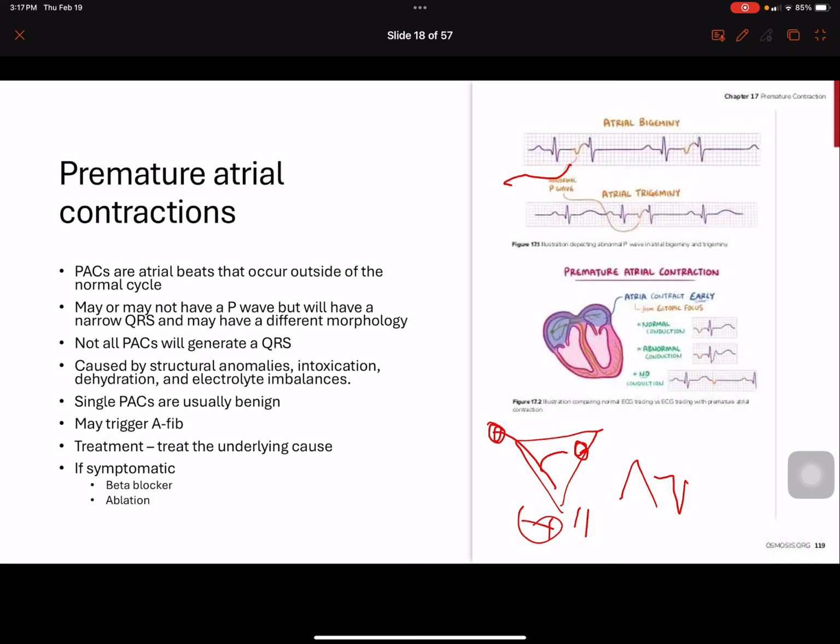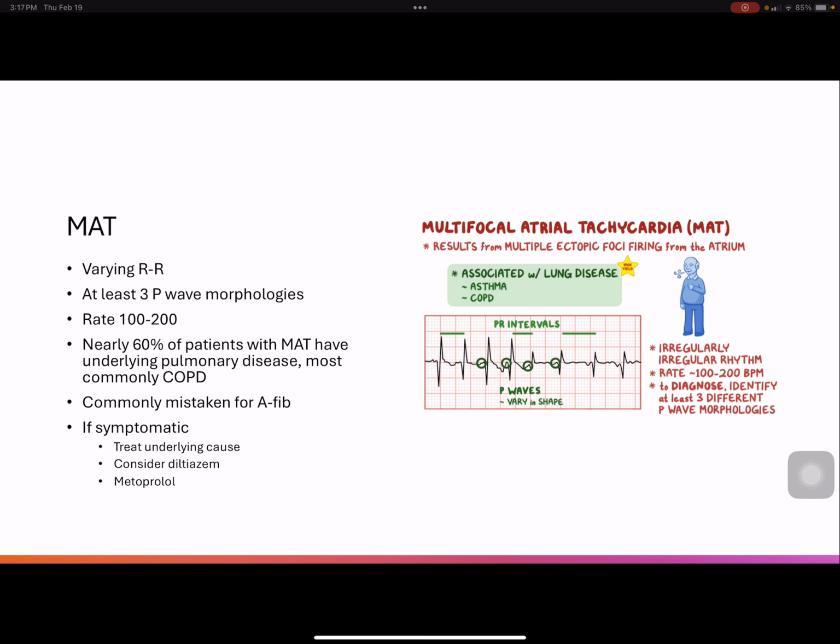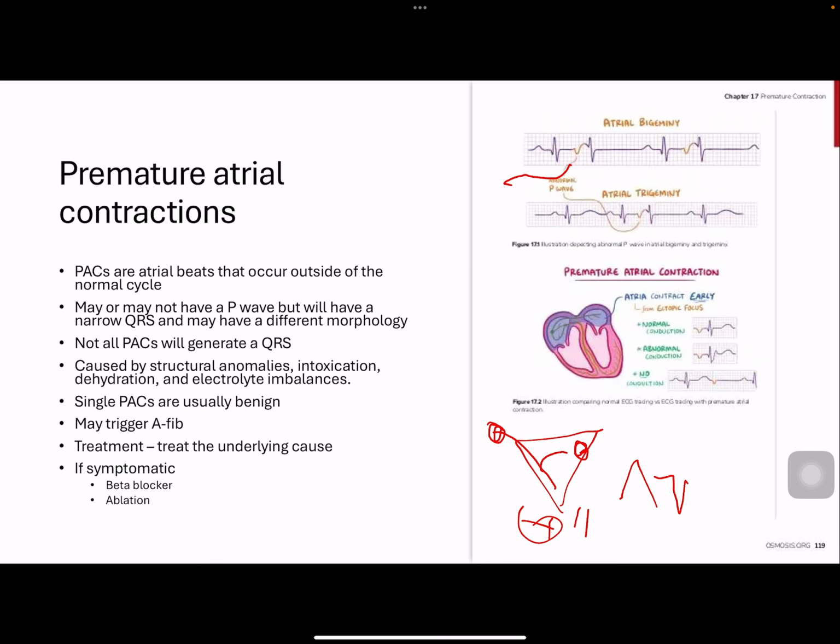It could be caused by fluid overloading, where we get lots of stretch in the atria. It could be caused from medications like sympathomimetics or stimulants, caffeine, alcohol intoxication, dehydration, electrolyte imbalances, all sorts of things, or it could just be totally benign. But it also could be a trigger of AFib. In patients that have PACs, oftentimes that could precipitate going into atrial fibrillation.